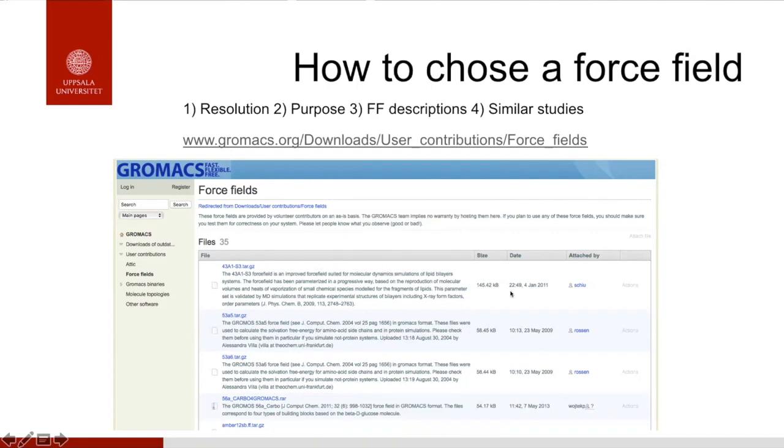Okay, so yes, and finally, or maybe not finally, one of the best cases, even first thoughts, to take into account is similar studies. If you can look into similar studies that were published, and if they're well cited, then maybe that's how people normally do that. That's the force field that is commonly used for that kind of problem.